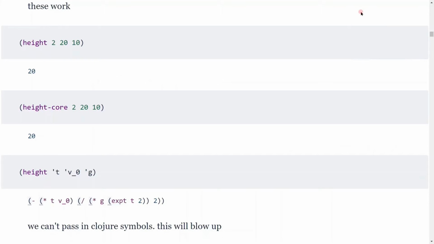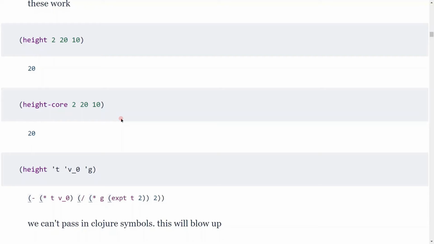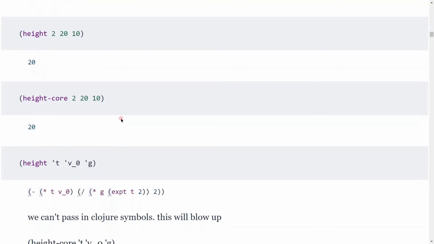On the screen, you see my Clojure namespace rendered to a browser window by the Clerk library. Let's call our height function with time of 2, initial velocity of 20, and acceleration due to gravity of 10. We get 20. If we call the height core function with the same arguments, we also get 20. Remember, the height core function uses the Clojure core versions of the math operators.